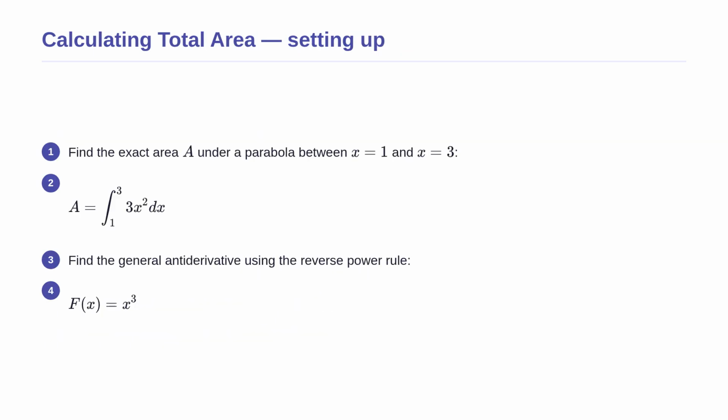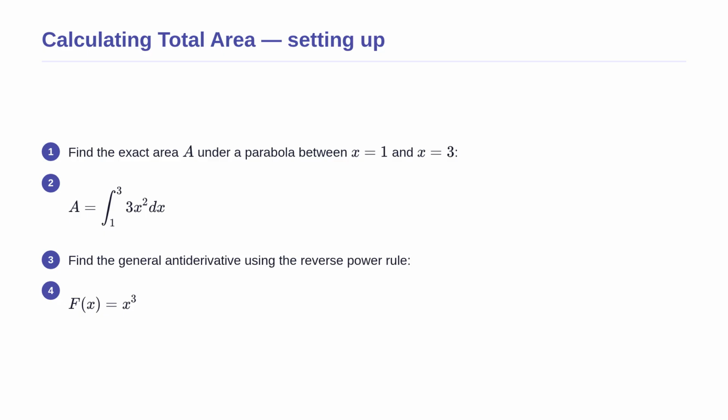Let us apply this second theorem to a classic geometry problem. We want to find the exact area trapped under the curved parabola 3x squared between the vertical lines x equals 1 and x equals 3. Instead of drawing infinite tiny rectangles, we use a new shortcut.